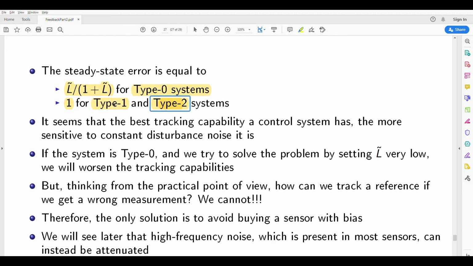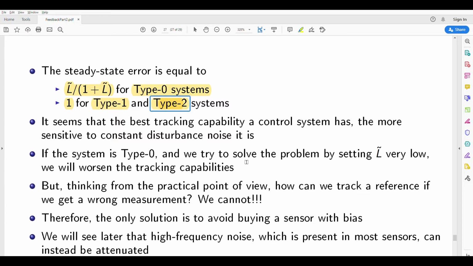And then for type 1 and type 2 systems, which have, let's say, proper behavior in terms of the steady state error for the reference signal in the form of a step, the steady state error for a step is equal to 0. But now we have it equal to 1 and we cannot change anything.